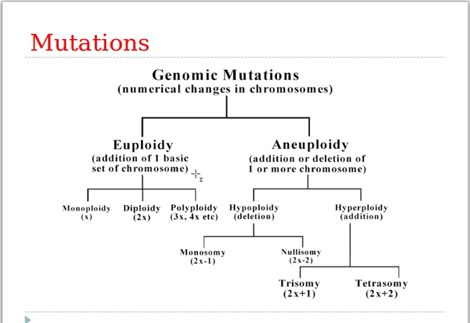It could again be of different types. There are monosomy, nullisomy, and polysomy. Monosomy is where one chromosome is lost from a normal set. The normal set is always 2N, the diploid condition, so it is 2N minus 1, that is monosomy. Nullisomy is where a whole chromosome pair is lost, and that is 2N minus 2.